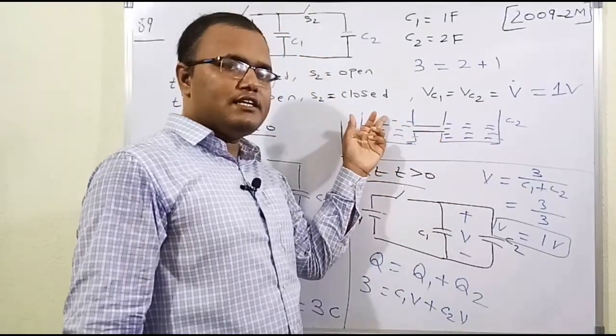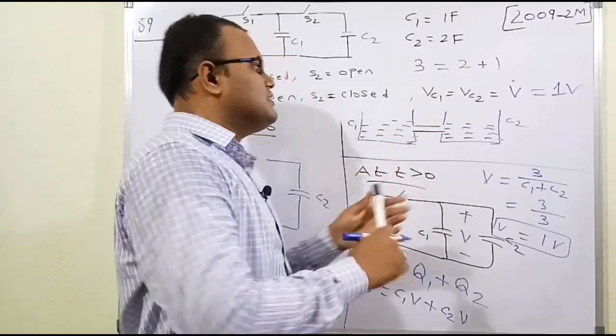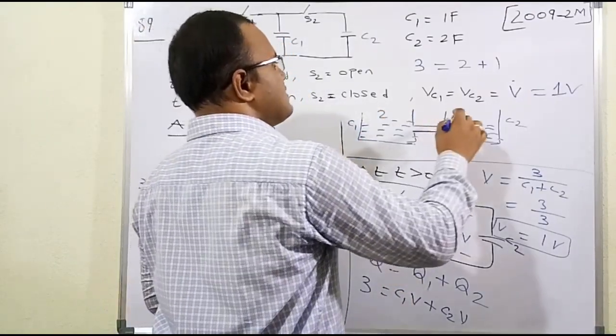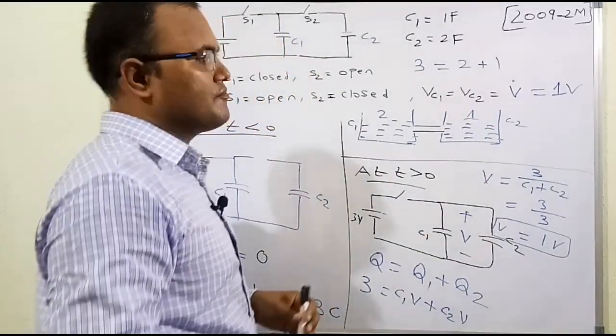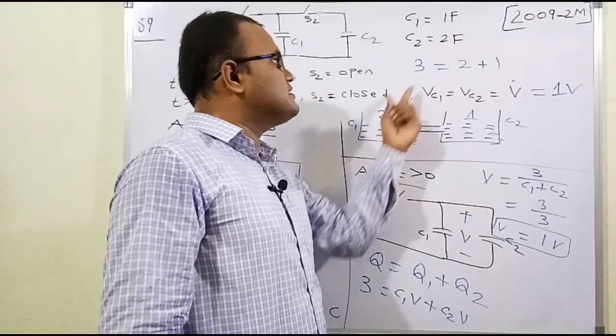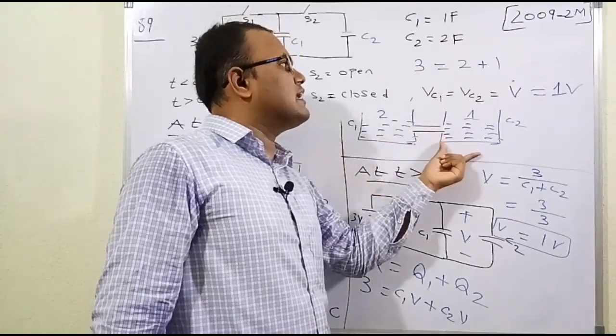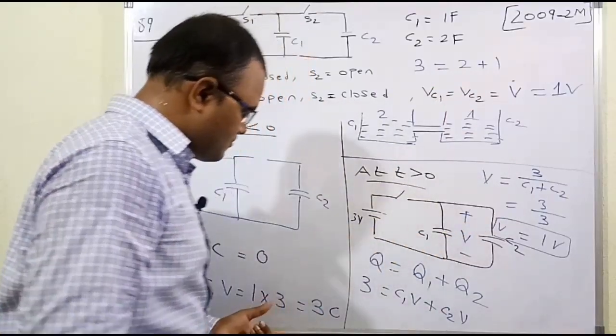So now the water in tank 1 is going to redistribute between tank 1 and tank 2. Let me assume 2 liters of water is present here and 1 liter of water is present here. So the initial volume in tank 1 is 3 liters, and in the final state it is 2 liters and 1 liter. So the same concept applies here also.